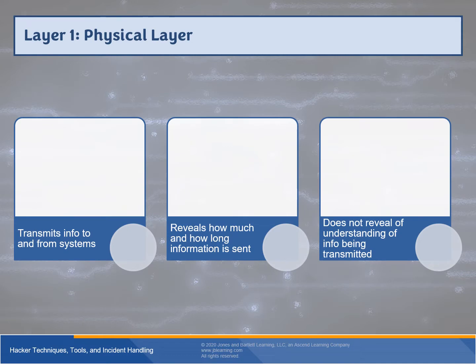So the physical layer does 3 primary things. It transmits info to and from systems. It reveals how much and how long information is going to be sent, but it does not reveal understanding of the info being transmitted. So it's all just the physicality of the information. We take the signal that has been generated digitally on the software side and then convert it into something that is able to be sent as an analog signal. So that can be light pulses if we're talking about fiber optics, electrical impulses if we're talking about standard copper lines, and then radio frequencies if we're talking about Wi-Fi transmission or Bluetooth transmission. And then, of course, decoding that on the opposite end.